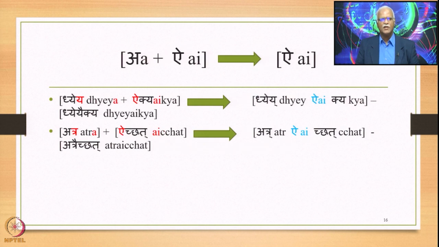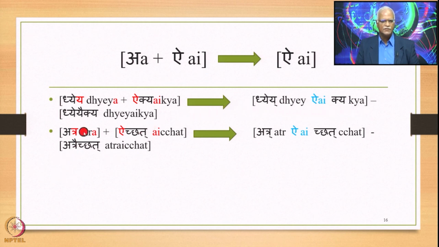Next we have A plus I as the input and I is the output. So we have Dhyaya plus Aikya as a compound. So A coming at the end of this first part of the compound, first pada, and I coming at the beginning of this second pada. So 6188 applies and the output generated is Dhyaya Aikya, Dhyayaikya.